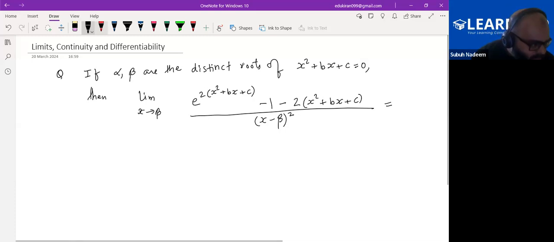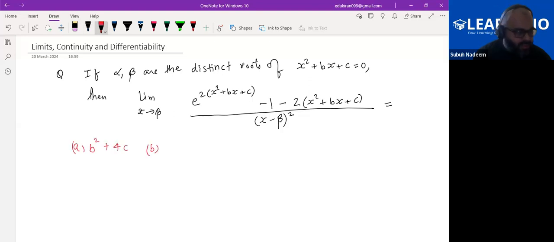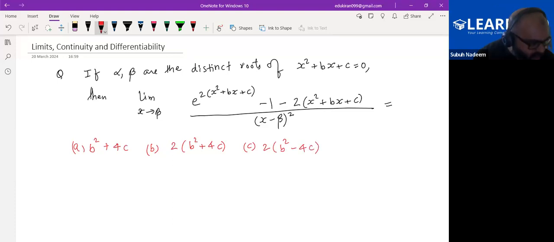Options are b square plus 4c. Another option is 2b square plus 4c. Third option is 2b square minus 4c. And then we have the last option as b square minus 4c.